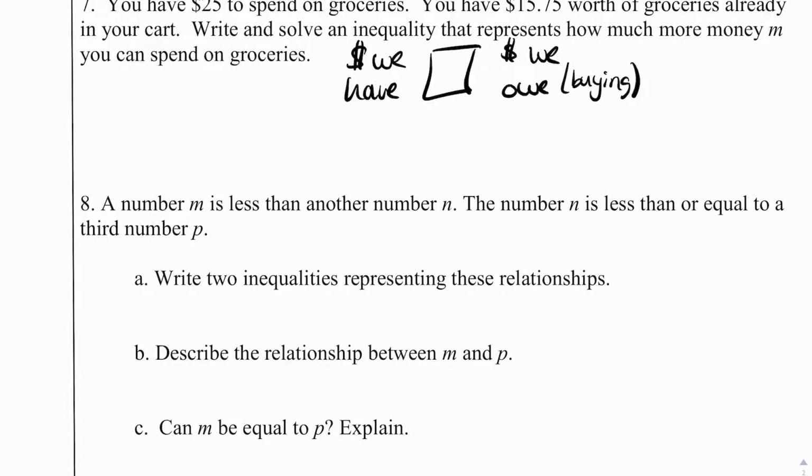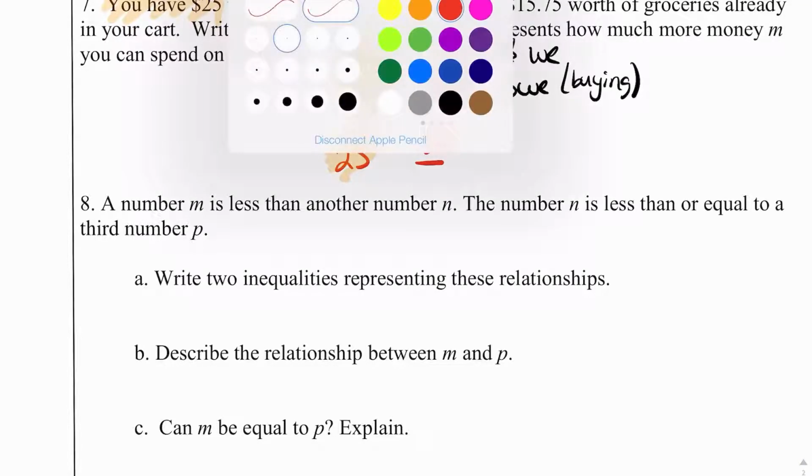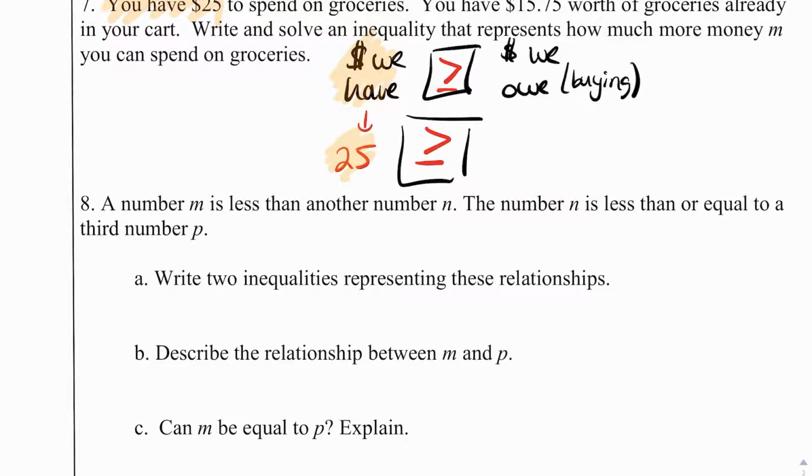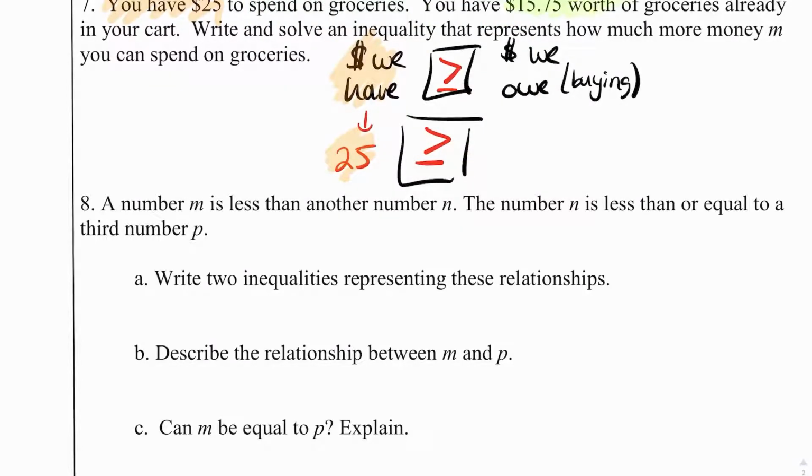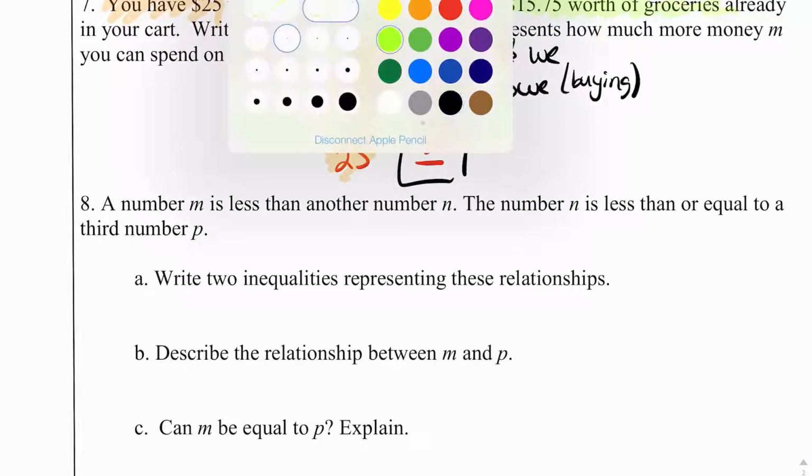And I think we would all agree that the money that I have in my wallet needs to be bigger than the money that I owe, or in a perfect scenario, they're exactly the same. So what is the money that I have? Let's go find that. Well, it says we have $25. So we're going to replace that with the number 25. Now, I'm just keeping that same inequality symbol, how do we figure out how much money we owe? Well, it already tells us that we have $15.75 already in the cart. So we'll add that to the money we owe.